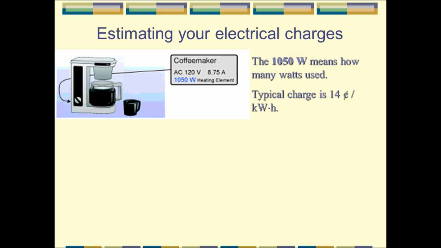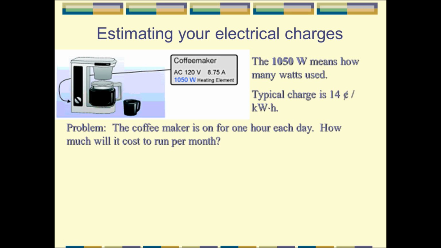So now let's do an estimation. We have a coffee maker. The coffee maker has a sticker that says that it uses 1,050 watts to run. A typical charge on a power bill would be 14 cents per kilowatt hour. Again, it's 14 cents per unit of energy. Kilowatt hour is energy. So my question is, you are a coffee drinker. How much does it cost just to run the coffee maker for 1 hour each day?